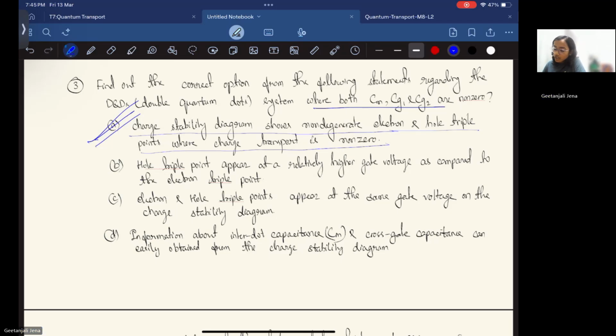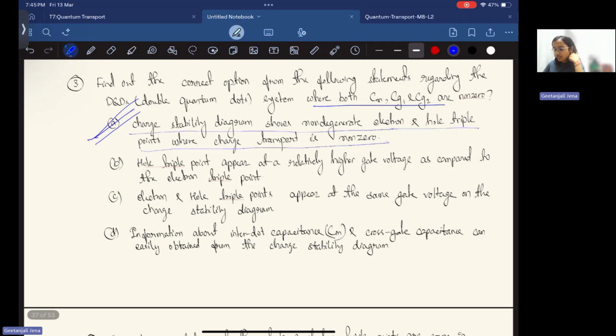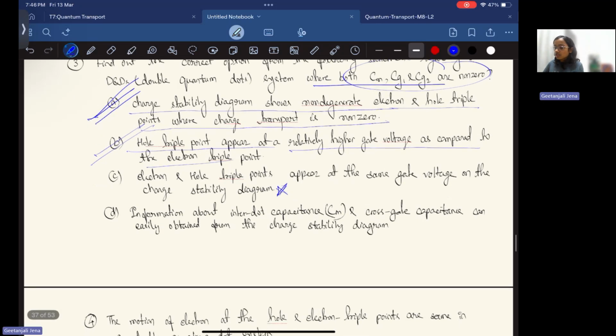Option B, hole triple point appears at a relatively higher gate voltage as compared to the electron triple point, which is also true. This we have also seen in the lecture, or this I have also discussed in the first part of this live session. So this hole triple point, which we say 2, 2 point, appears at relatively higher gate voltage. Option B is also correct. Option C, electron and hole triple point appear at the same gate voltage on the charge stability diagram, which is not true, because when all the capacitances are non-zero, this is not true. This is only true when one of the capacitances is 0.